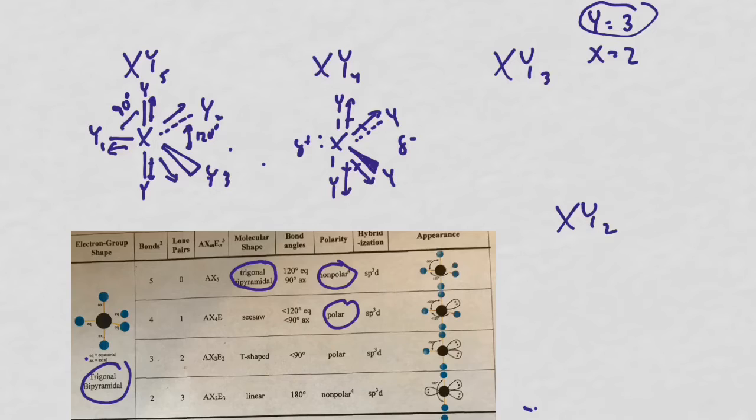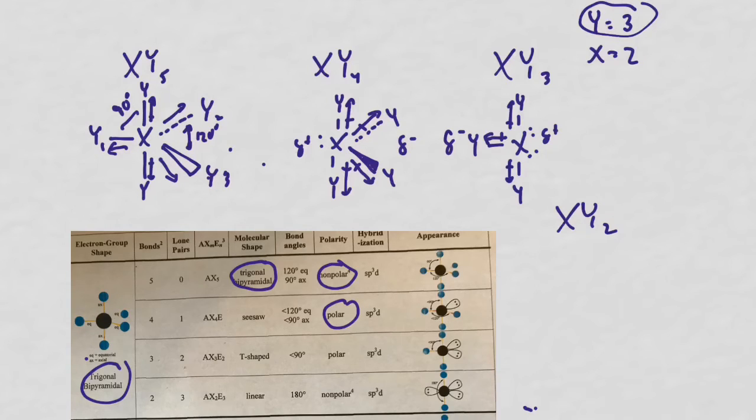If you have a situation like this one, XY3, you're going to end up with an X here, the Y here, the Y here, and the extra Y right here, and the extra two pairs of electrons are right there, okay? These two do cancel each other out, but there's nothing to cancel out this vector here. And so this side ends up being negative, and this is positive.